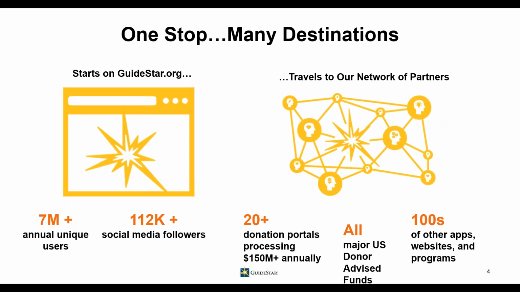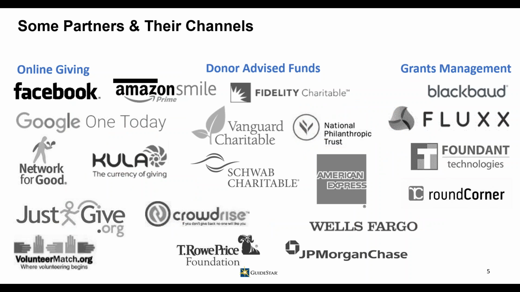The 20 donation portals, some of the largest donation portals in the country, are responsible for over $150 million annually in giving. All the major donor advised funds use GuideStar data as kind of the basis of information about the nonprofits they feature to their donors, as well as hundreds of other applications, websites, and programs. And this page would get very busy if we put all of them on there, but we wanted to highlight to you some of the major portals that use GuideStar.